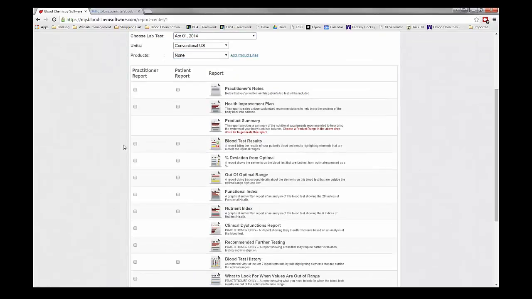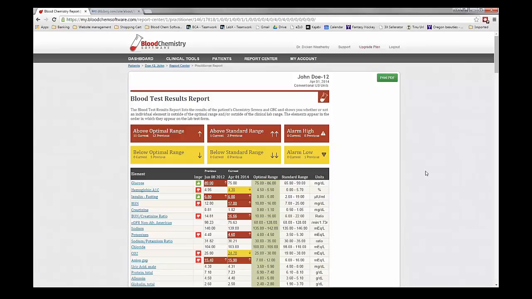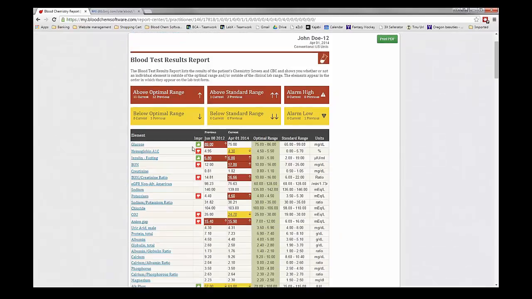So I'm going to look at a blood test results report and blood test history, and I'll show you some of the changes that I made. The changes really are around these 3 columns: the improvement column, the previous test, and the current test. Obviously, if you don't have any previous tests and this is the very first test in the system, then these 2 columns will be blank and you'll just have the current test. But ultimately, any time we're comparing information, we want to be able to demonstrate change. We want to be able to say, you were here and now you're here.